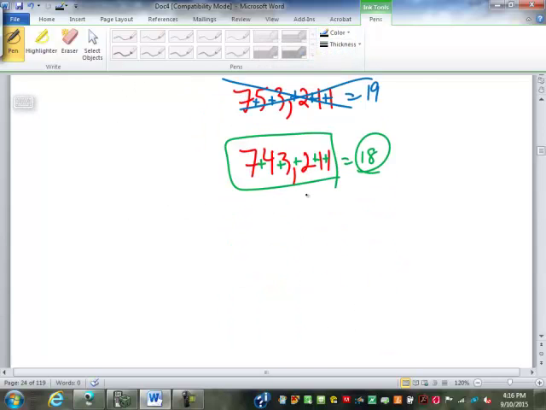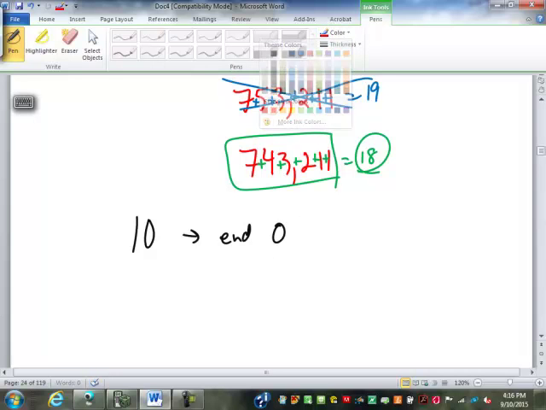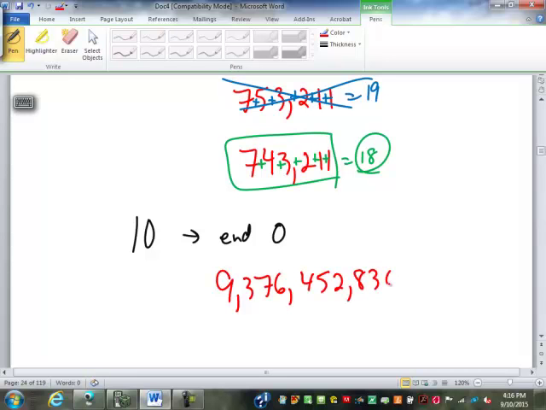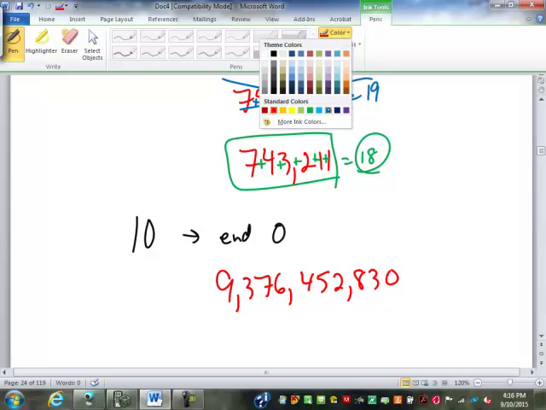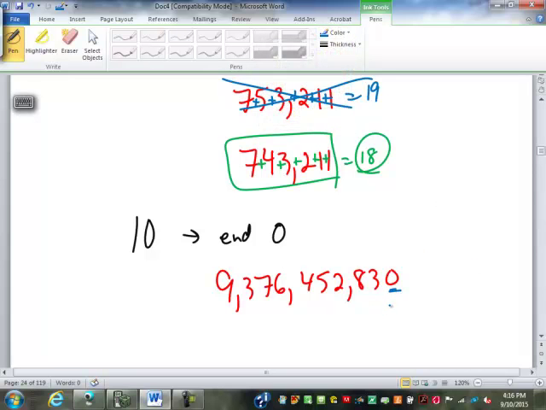How about 10? 10 is an easy one. That's what ends with 0. Ends in 0. So does that divide by 10? Yes, it does. It ends in 0. You like that one? That one's pretty simple.